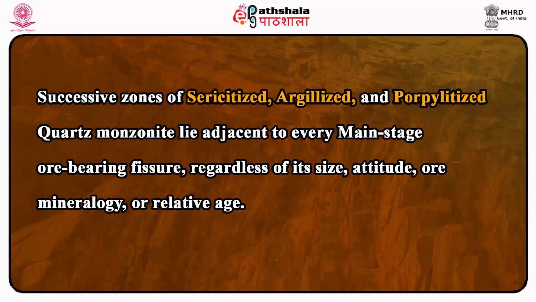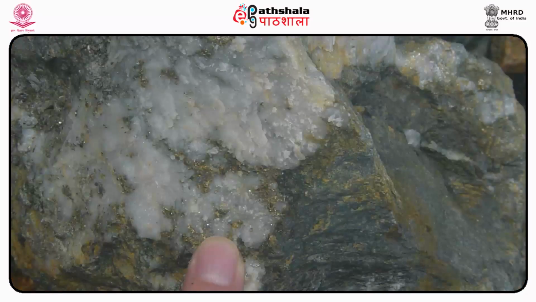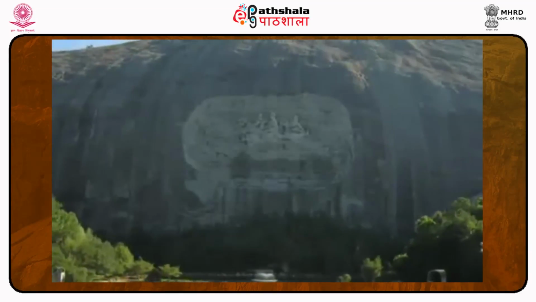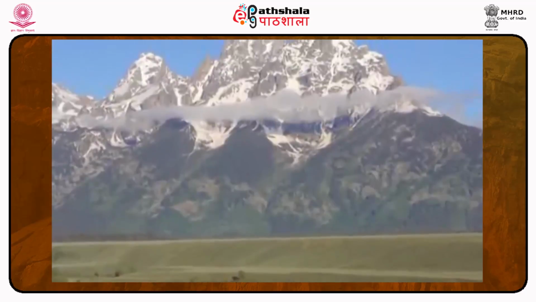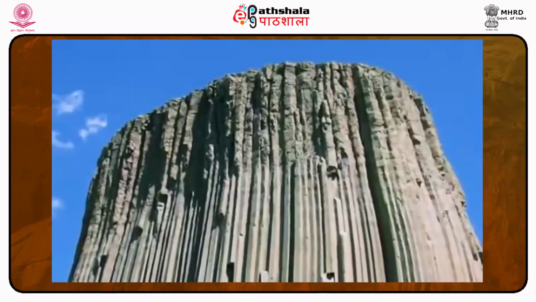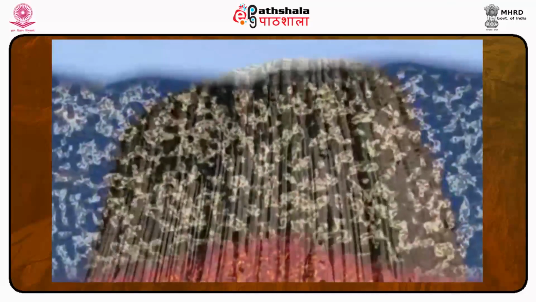That is, the alteration minerals were deposited at essentially the same time and by the same fluids as the ore. Successive zones of sericitized, argillized and propylitized quartz monzonite lie adjacent to every main stage ore bearing fissure, regardless of its size, attitude, ore mineralogy or relative age. Sericite is found adjacent to the vein and the clay minerals are between the sericitized rock and fresh quartz monzonite. Nowhere does the sericite zone grade directly into fresh wall rock. The sequence of alteration is even more striking in detail. The argillic zone is invariably made up of a kaolinitic phase close to the vein and a montmorillonite rich phase close to the unaltered wall rock. Further, the relative proportions of chemical components change systematically from the vein outward, presenting a graphic picture of the hydrothermal alteration process.